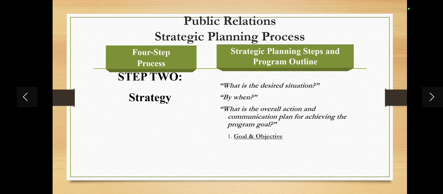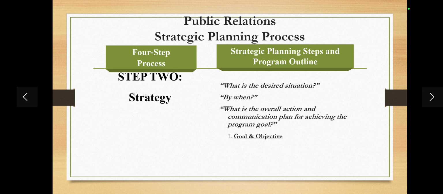Now, this is the strategy. What is the desired situation? By when do you desire the situation? What is your overall plan? So the strategy is the overall plan. What you want and how you want to get it. Okay. Now, under strategy, we have goals and objectives.